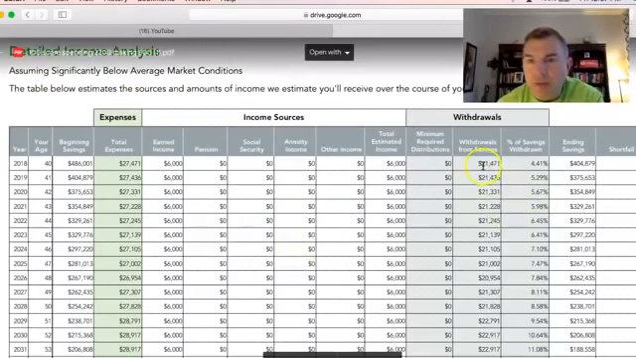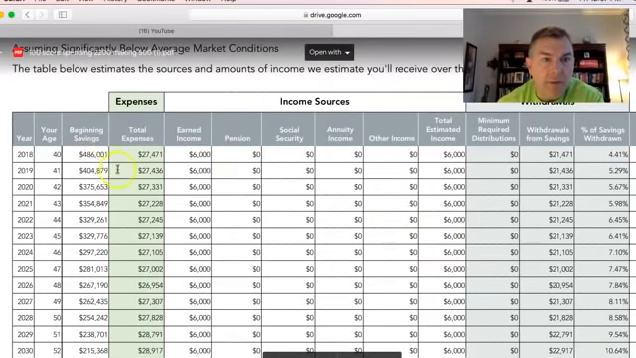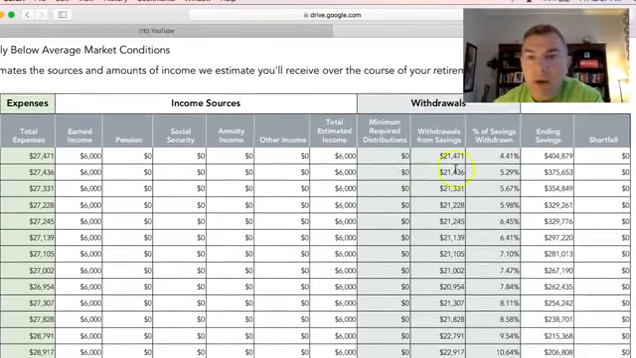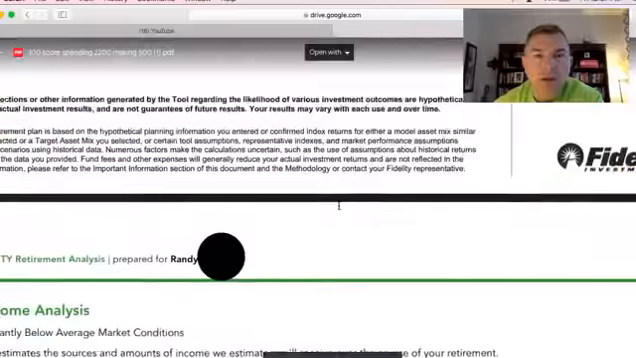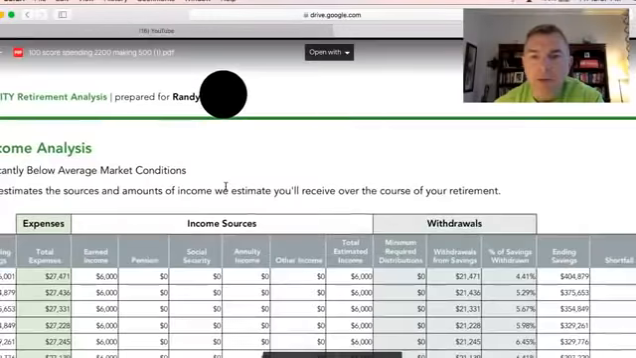Withdrawal from savings right here, 21,000. If I can make this bigger. Let's see. Yeah, there we go. So here, 2018, he's 40. Beginning savings, 486,000. Total expenses, 27,000. Randy's going to be working a part-time job for $500 a month, so he's got $6,000 of earned income. He doesn't have any RMDs. He's going to draw $21,000 from his savings because his total expenses are $27,000, which is okay. Interesting. All right, let's keep looking. That's interesting to me.